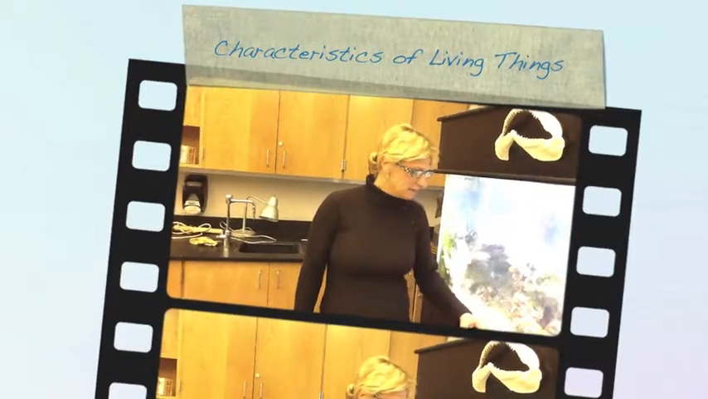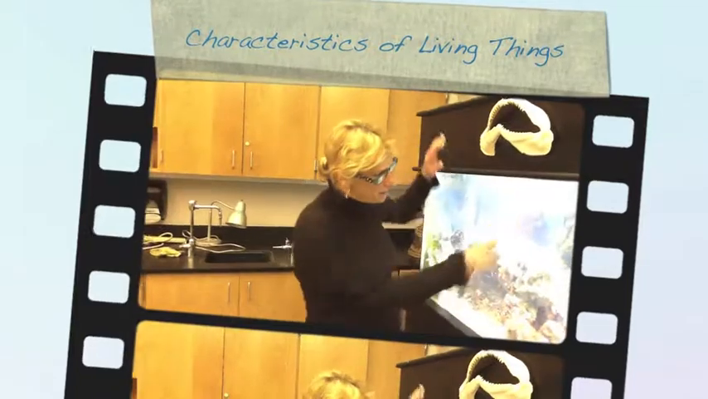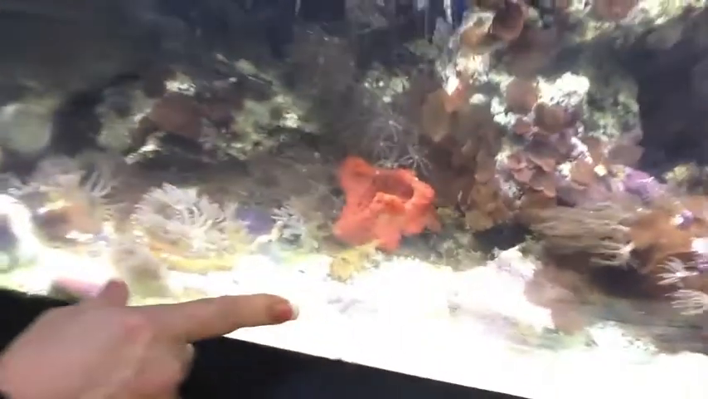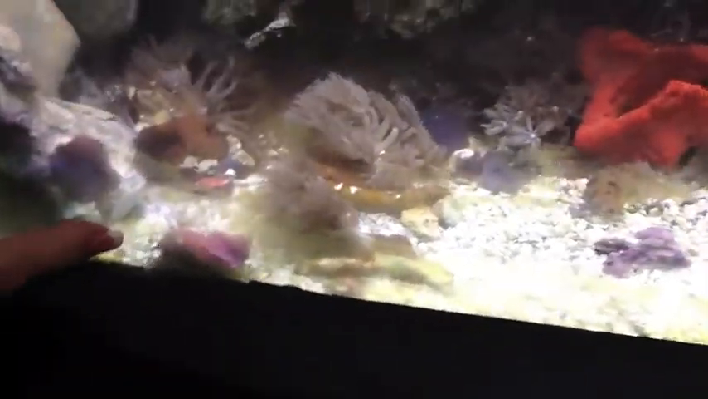So in this tank, there are a number of different types of organisms, from the green algae in the back, to the orange sponge in the front, to the slug, and even the hermit crab and the fish swimming in the tank.